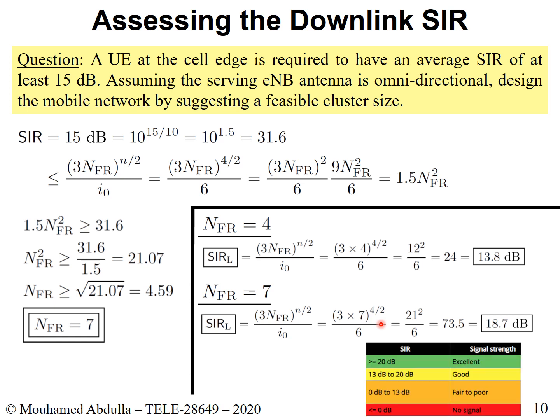There's also a table that I'd like to show you. This table shows you the typical values of the SIR in mobile communications. If you have an SIR greater than or equal to 20, you have an excellent signal. If you have an SIR between 13 and 20, that's good. Anywhere between 0 and 13, that's fair or poor. And less than or equal to 0, there is no signal. So this is a good chart to know in terms of the quality.